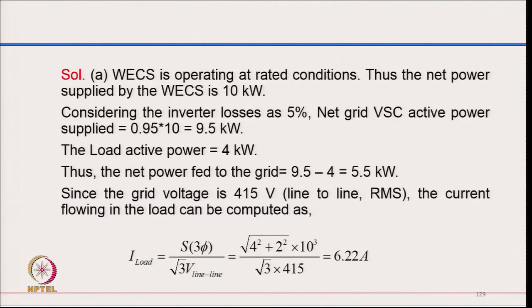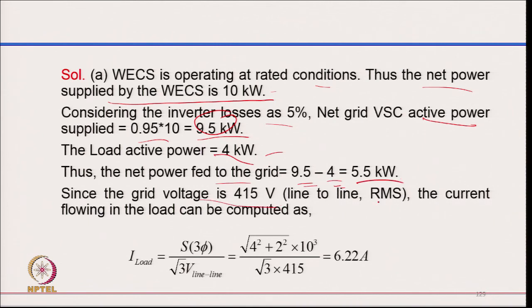So, coming to the solution part, the energy conversion system is operating at rated condition. Thus, the net power supplied by the wind is 10 kilowatt, and considering the losses of 5%, the net VSC active power is 0.95 times 10. So, it is 9.5 kilowatt. Load active power is 4 kilowatt. So, the net power going to the grid is 9.5 minus the load power. So, it is 5.5 kilowatt.